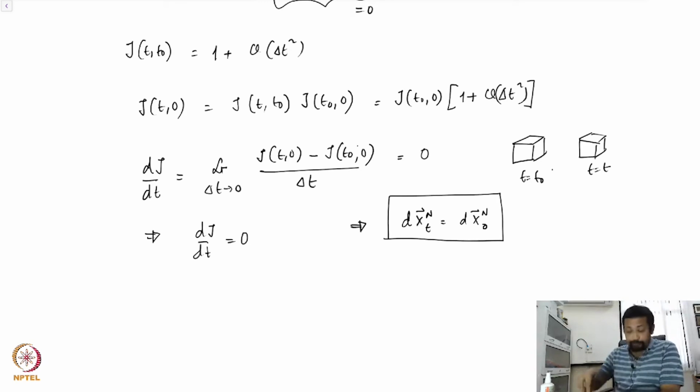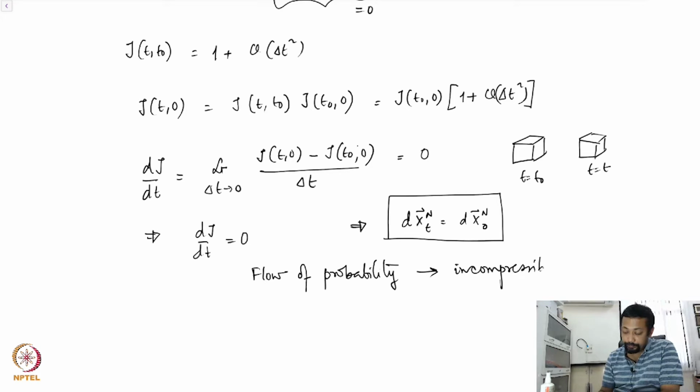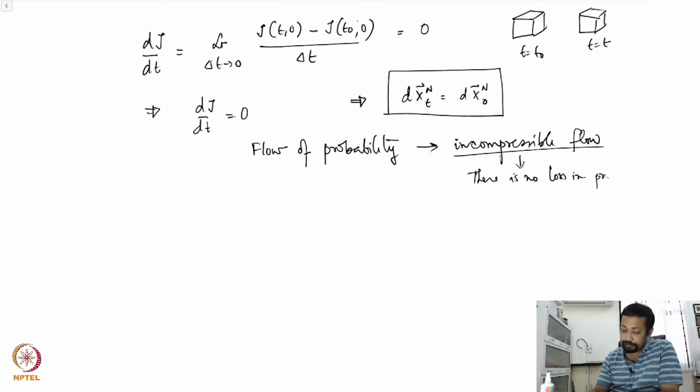The flow of probability, and this essentially is another statement of the conservation of probability, therefore the probability cannot be lost, it does not leak out of the volume. Therefore this flow of probability is essentially an incompressible flow, which means that there is no loss in probability.